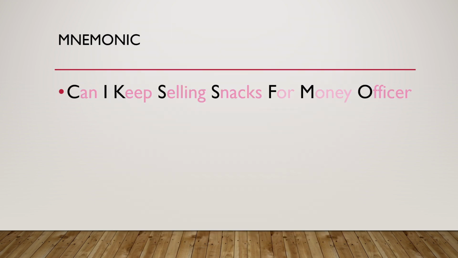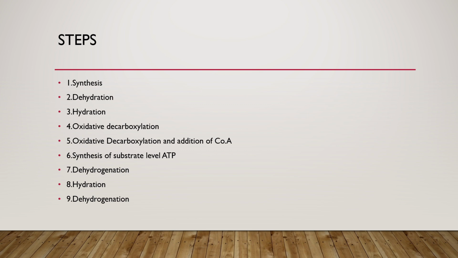Now come to the second step of this Krebs cycle, which is synthesis, dehydration, hydration, oxidative decarboxylation and addition of coenzyme A, synthesis of substrate level ATP, dehydrogenation, hydration, and dehydrogenation. Students, you have to memorize these steps very carefully. To understand these terminologies, you must know the meaning. Synthesis means combination. Dehydration means removal of water.